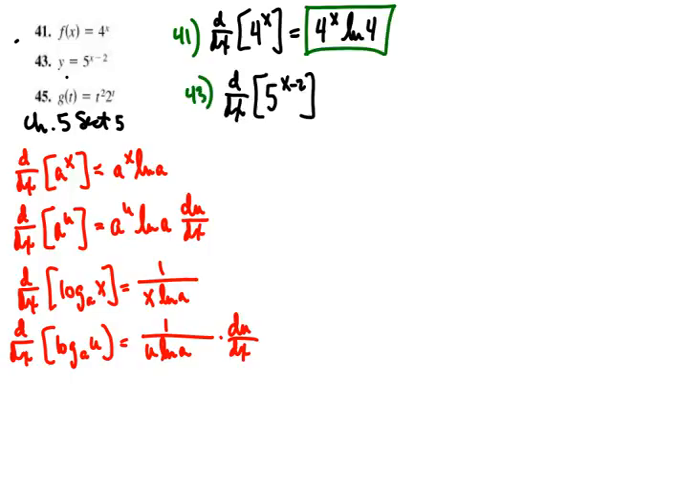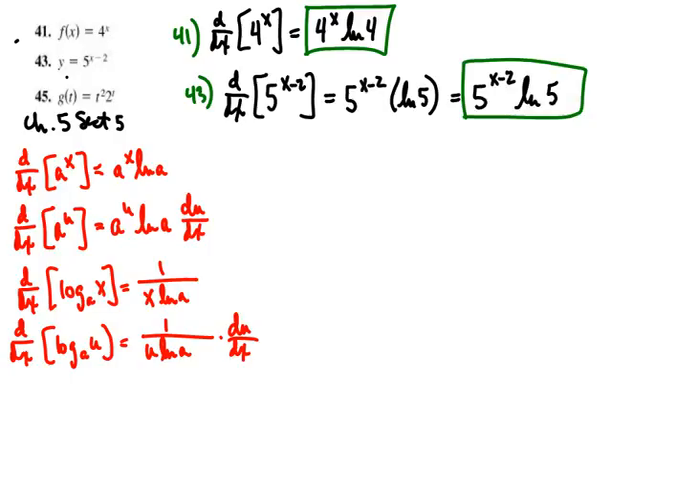Okay, next we have a base of 5 and we have an exponent of x minus 2. So this is the a to the u type, so it's just a to the u times the natural log of a, in this case natural log of 5, times the derivative of that exponent expression, which still turns out to be 1. And so we just have 5 to the x minus 2 times ln of 5.